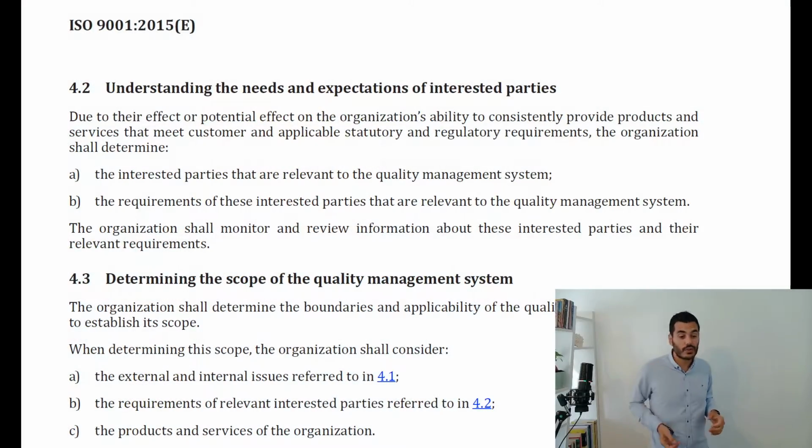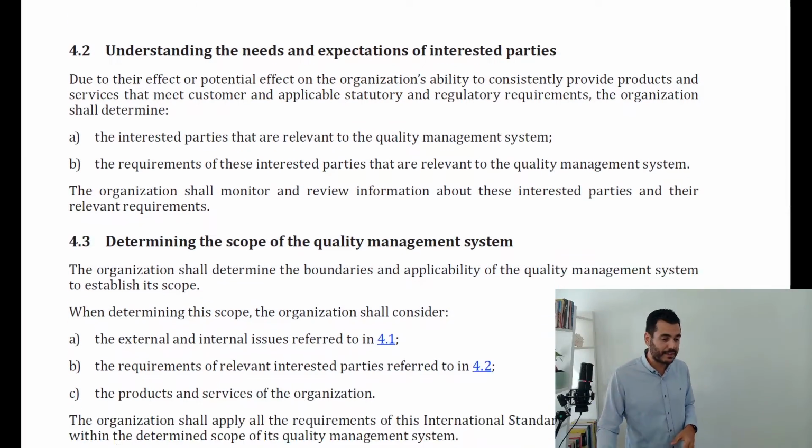And the standard goes on to say that the organization shall monitor and review information about these interested parties and their relevant requirements. What this means is that just like all other elements within this quality management system, we have to make sure that we are continuously updating and reviewing the needs and expectations of these different interested parties. And that after implementing the management system, we shouldn't just let the requirements of clause 4.2 slip by and say that they are met, but rather we have to continually review and update the needs and expectations of the interested parties relating to your organization.